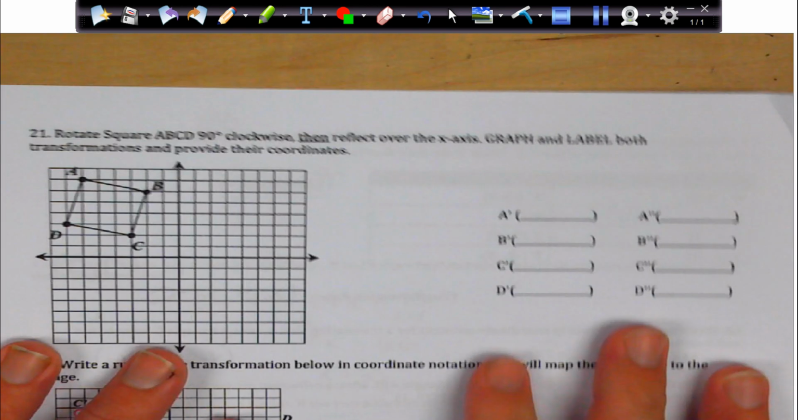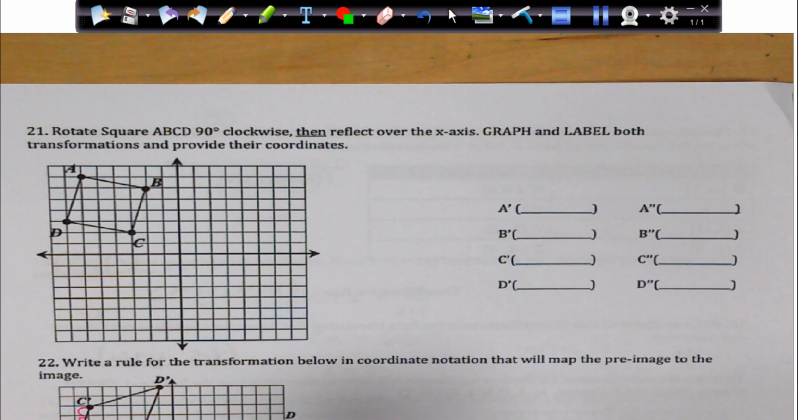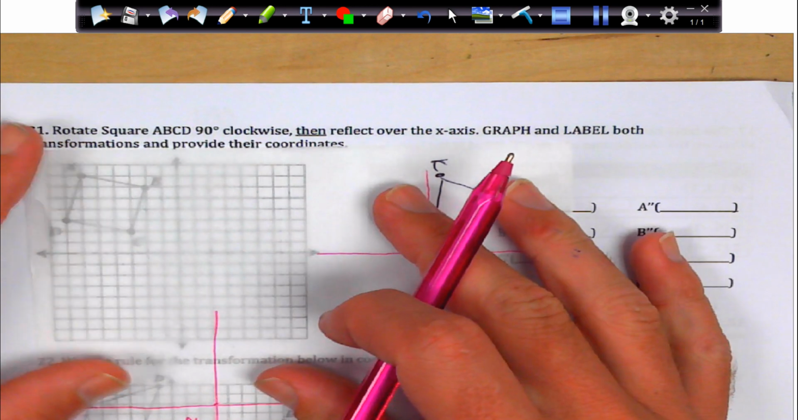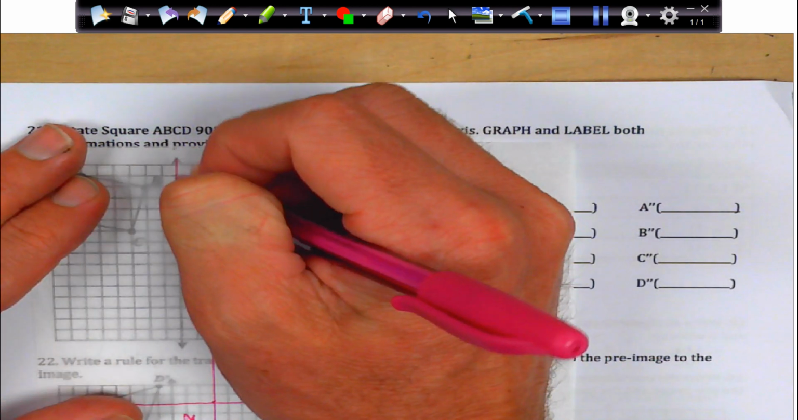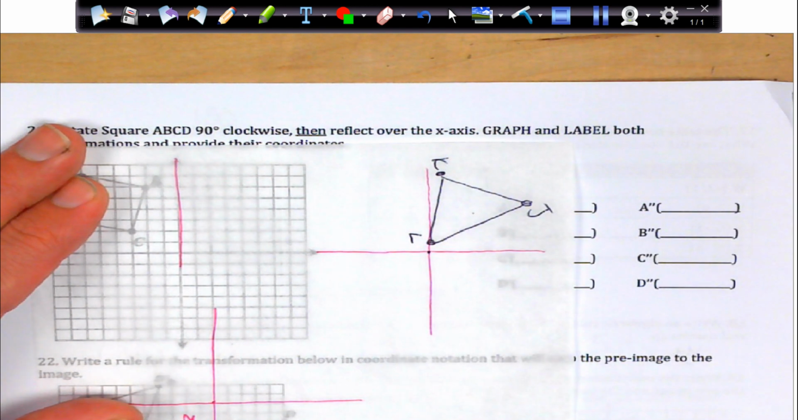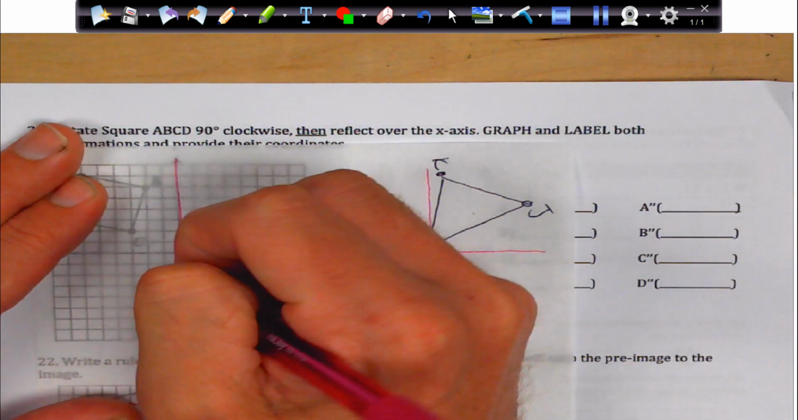All right, last but not least, let's do this guy. And you know what? It asked me to rotate clockwise, then reflect. So I'm just going to go ahead and we've been using this little patty paper, same one. So we can use one piece of patty paper since these graphs are pretty small. That's what's up. All right.